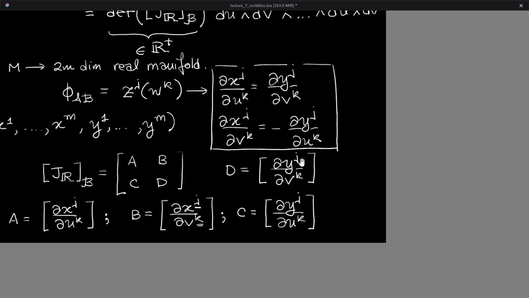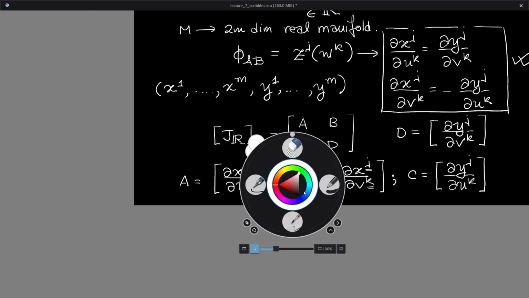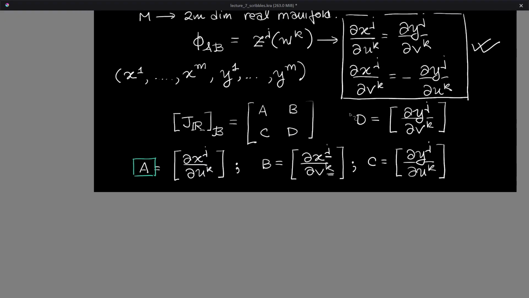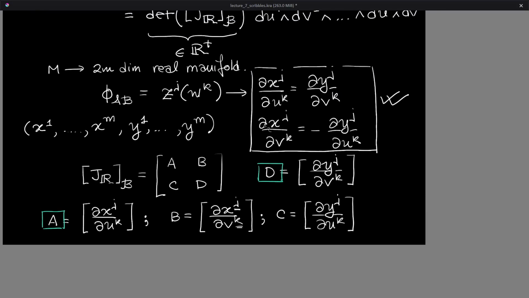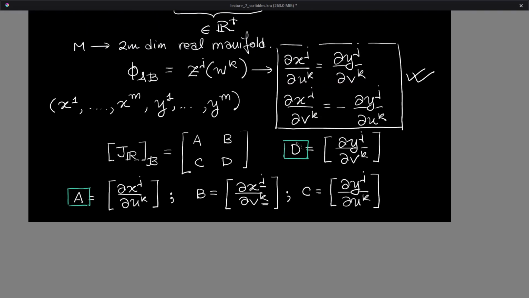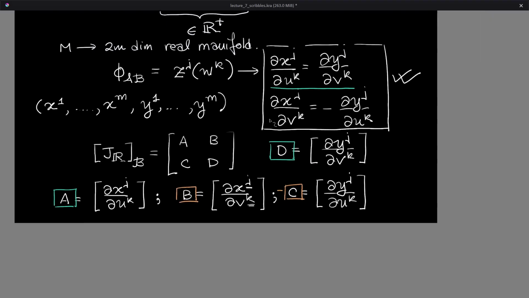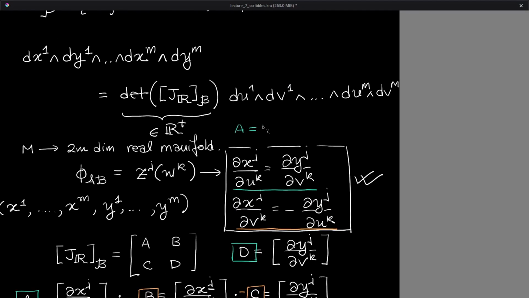So notice that because of the Cauchy-Riemann equations, some of these are the same. So one thing is, let me choose a nice color here. A is equal to D, because of this equation, A is equal to D. Let me put that in the same color. And B is equal to minus C. Let me put a little minus there to remind us. So there we go. A is equal to D, and B is equal to minus C.